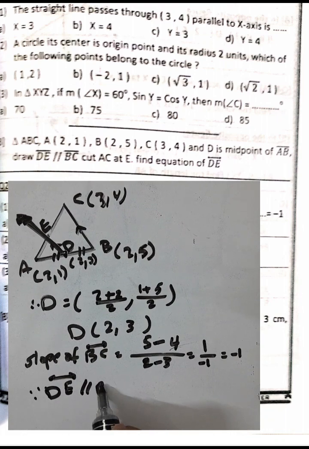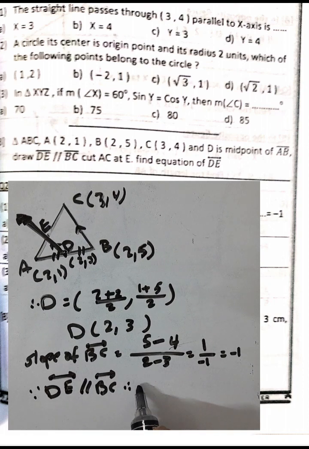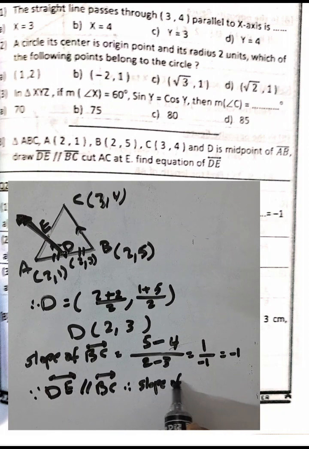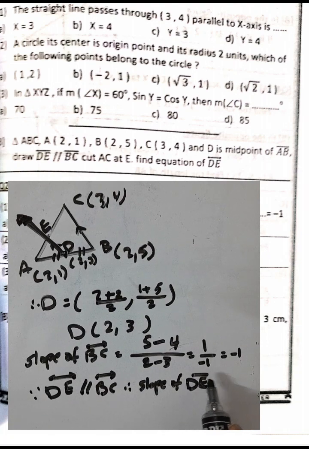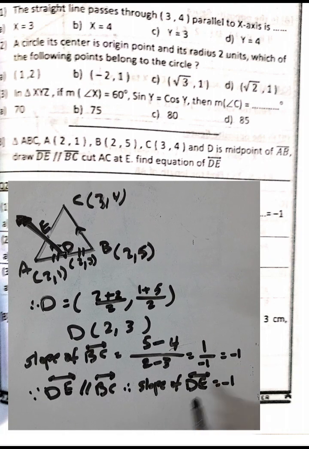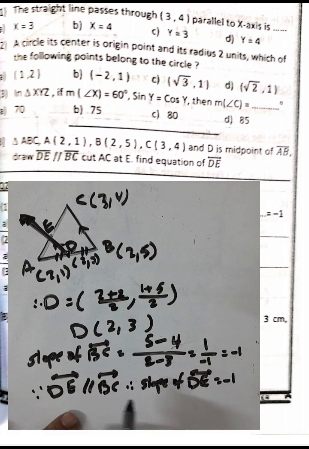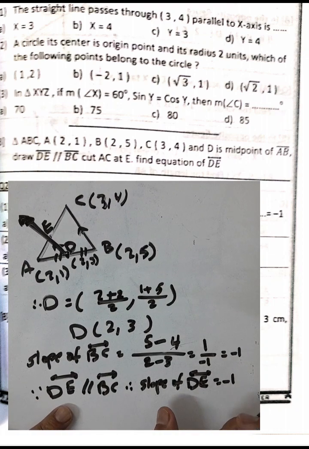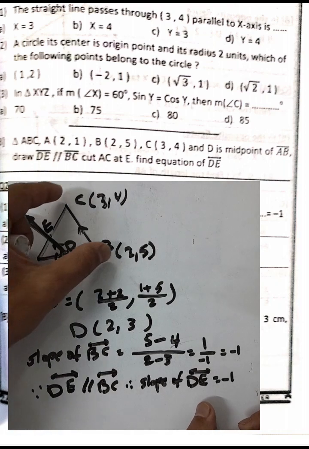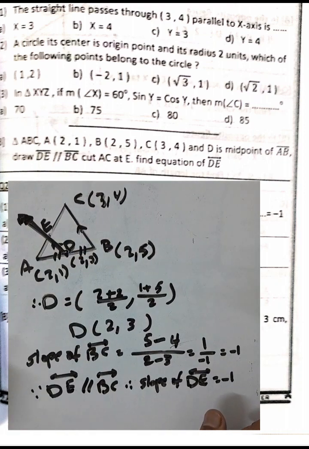such that DE was parallel to PC. Then the slope of DE will be equal to negative 1. Exactly, because DE is parallel to PC, the slope of DE will be equal to the slope of PC. They are equal slopes.